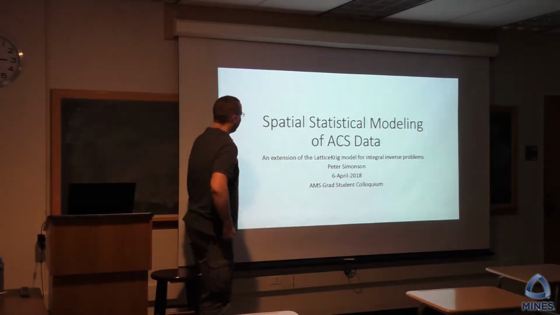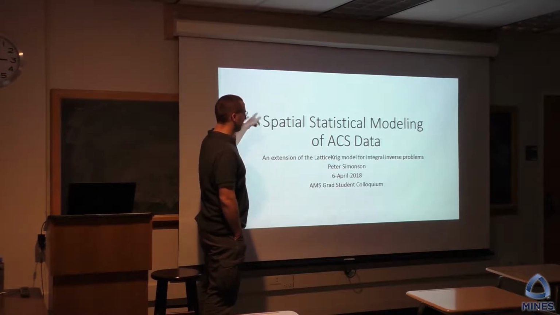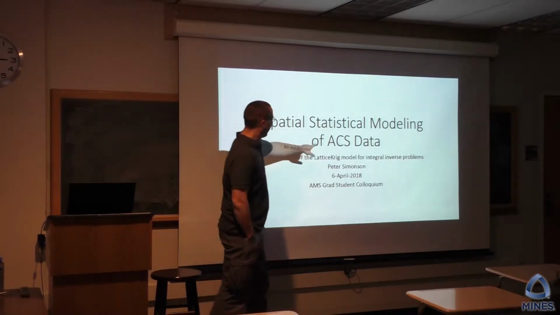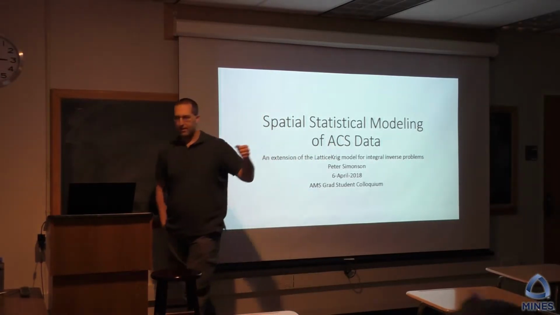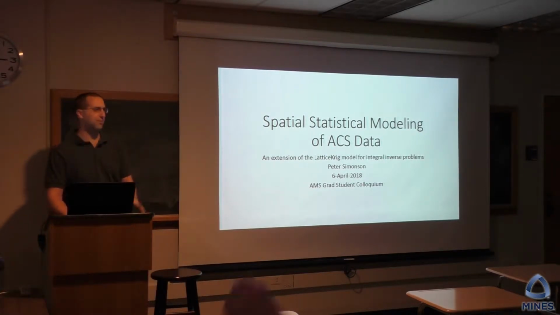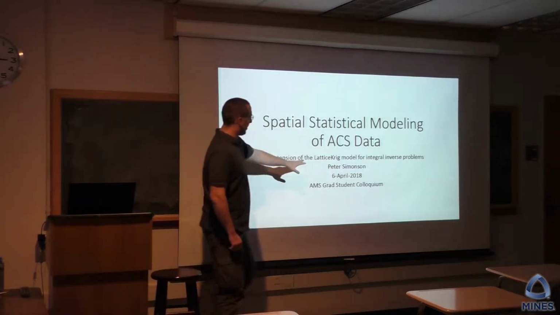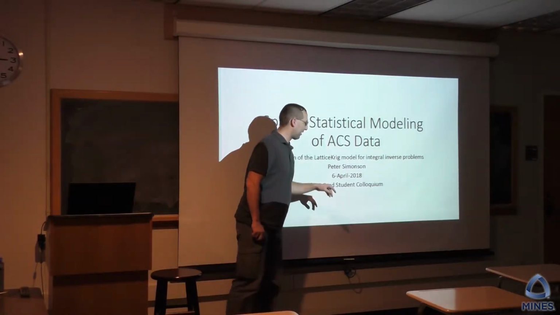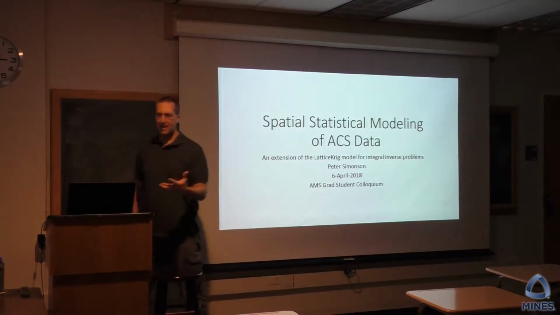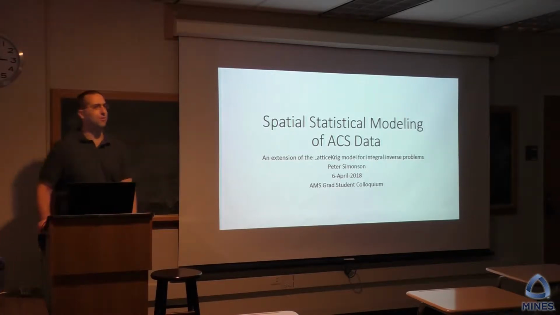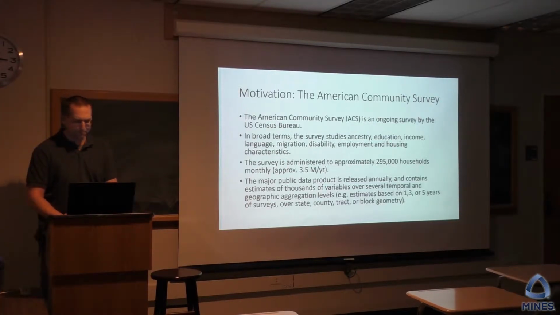Spatial modeling in the ACS data. So spatial statistics, well, you know, ACS, American Community Survey, that's basically a Census Bureau product. And we've been working on using a Kriging model, specifically the lattice Kriging model, to talk about a different type of data than it typically is applied to, right? So, we'll get to that here.